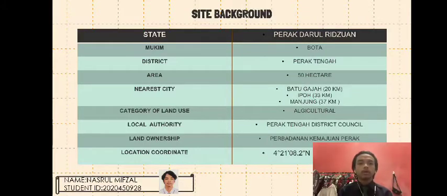Today I want to present about the site background of our site. The state of the site is Perak Darul Ridzuan, Mukim Bota, District Perak Tengah. The area of the site is 50 hectares. The nearest city is Batu Gajah, about 20 km, Ipoh 33 km, and Manjung 37 km. The category of land use is agricultural and vacant land. The local authority is Perak Tengah District Council, and land ownership is Perbadanan Kemajuan Perak.